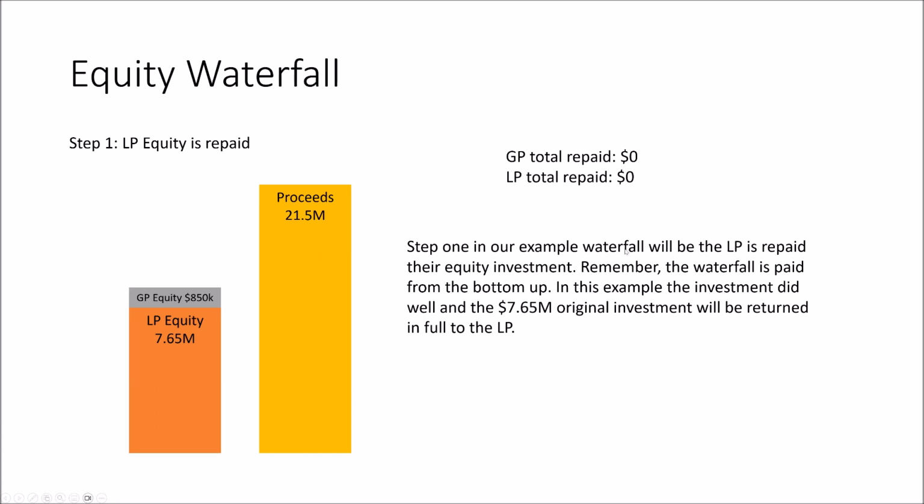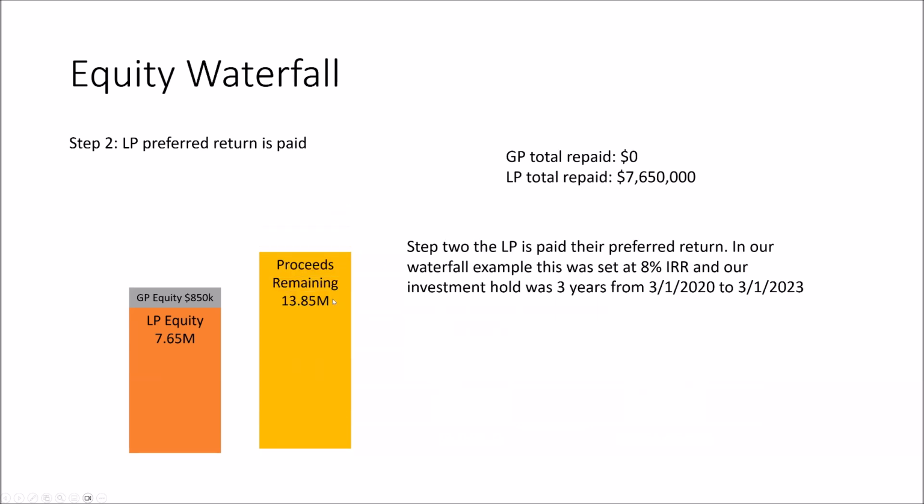So step 1 in our example, remember that the waterfall is paid from the bottom up. In this example, the investment did well, and the 7.65 original investment will be returned in full to the LP. So we've got, starting out with our 21 million in proceeds, LP gets 7.65 back. There's 13.85 remaining, and we're now moving on to the LP preferred return is paid.